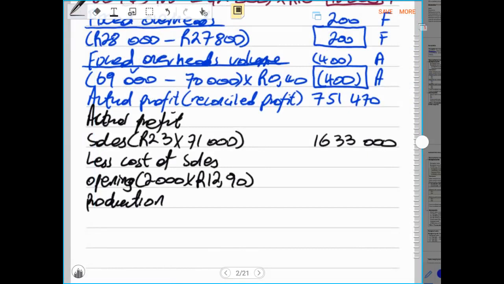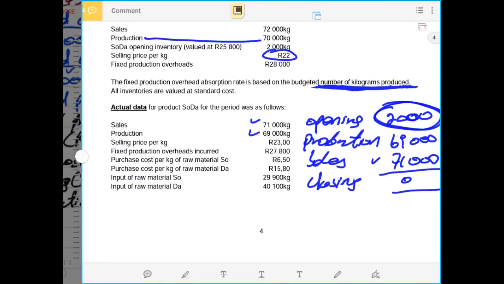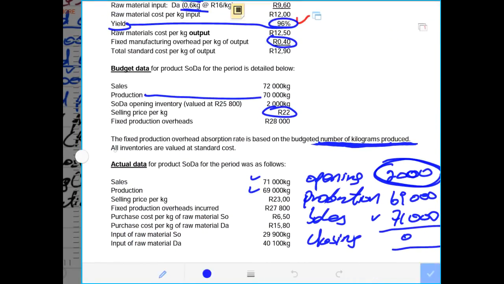I emphasize that. So hence there was the sentence that says all inventory is valued at standard cost, meaning our opening inventory must be valued at the standard cost of 12 Rand 90 cents, although this is actual inventory. Because of this sentence, we must value that at 12 Rand 90 cents.